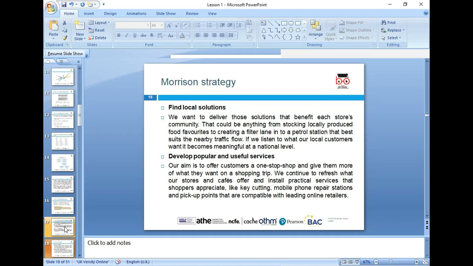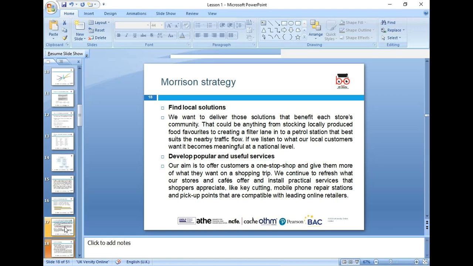Then find local solutions. Yes, they are looking. Another thing Morrison did really well: they made quicker payments to small farmers now, compared to Tesco and even ASDA. So especially helping local people, local farms. Then develop popular and useful services. Yes, to offer a one-stop shop. So the clothing section they introduced as well. They are introducing a lot of other things, cafes and various others.